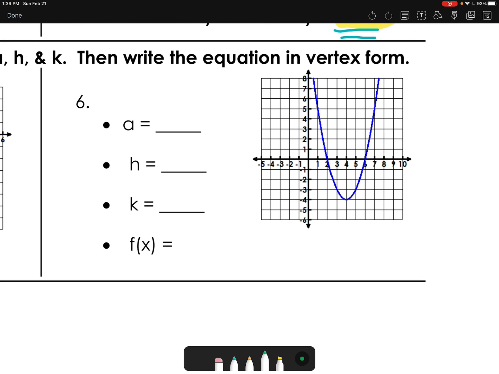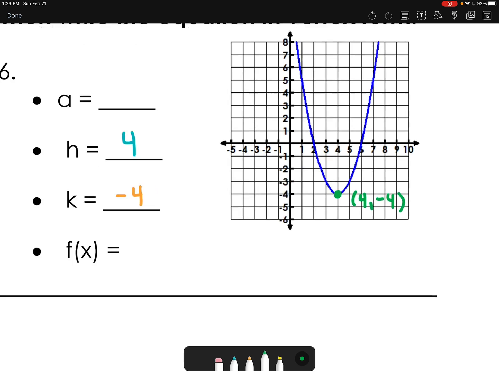Okay, let's try another one together. The first thing I want to do is find my vertex. So my vertex is right here at, let's see, 4, -4. My h value is the x value, so we are at 4. My k value is my y value at the vertex. And now we need to find a.